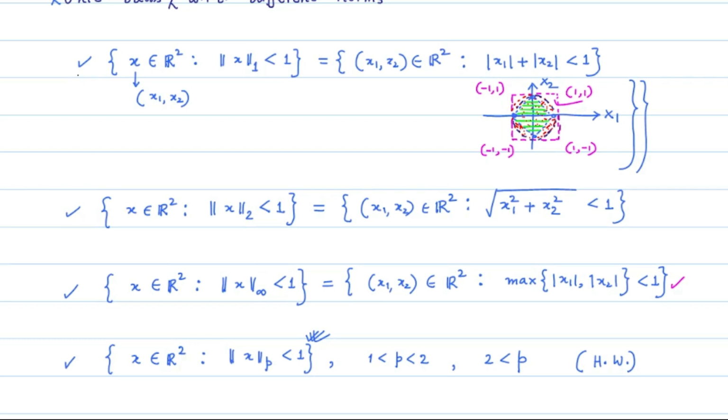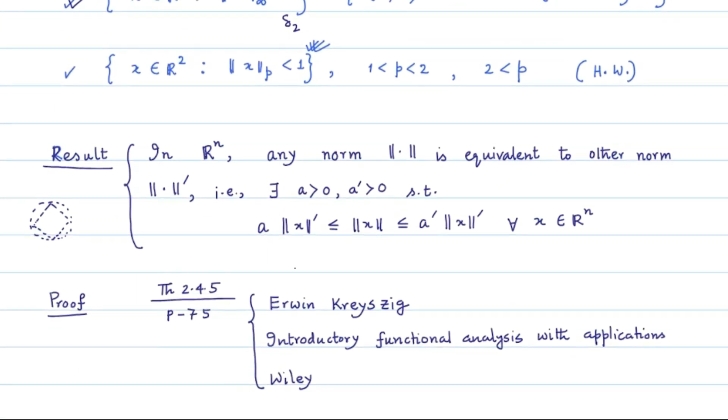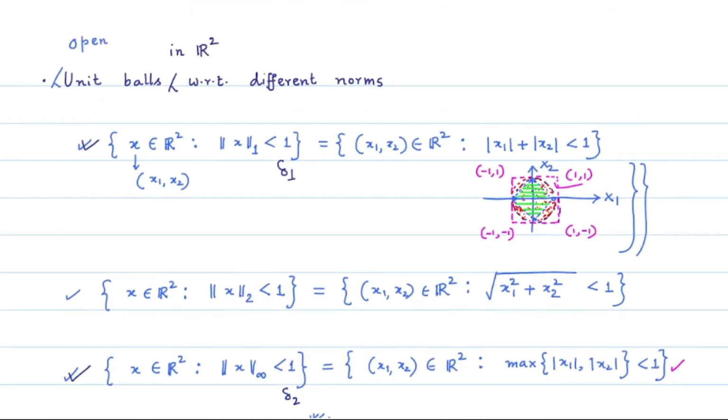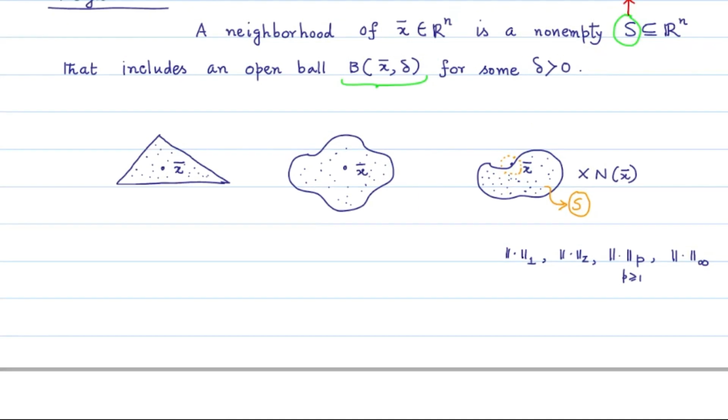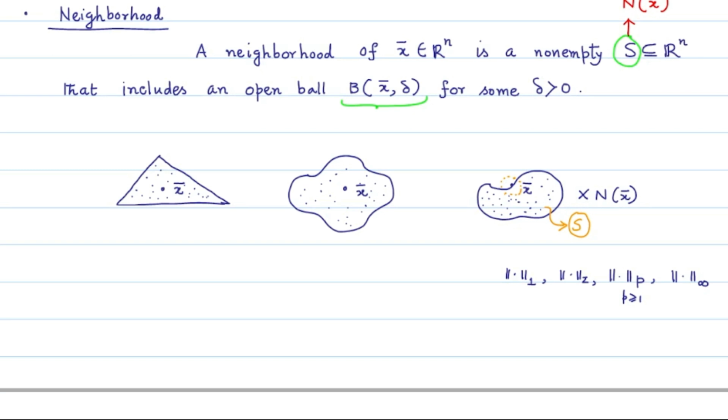Like if you choose the l1 norm and the infinity norm, then you will find that inside a delta 1 radius unit ball with respect to the l1 norm, there exists an open ball with respect to the infinity norm, maybe of different radius, and vice versa. Due to this fascinating result regarding a pair of norms in Rn, we are free to use any norm while defining the neighborhood of a point in the Rn space.